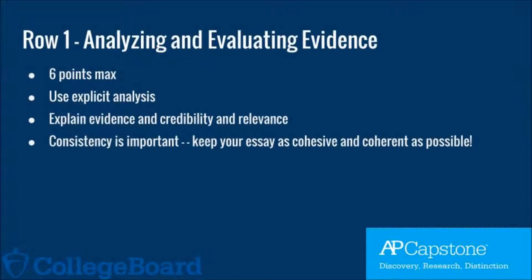Row 1: the first possible 6 points you could get if you were actually trying. So we see that in row 1, it's used for analyzing and evaluating evidence. For this, you have to use explicit analysis. That's very good, and you also have to explain the evidence and credibility and relevance that's given to you in the articles. Also, remember to keep your essay consistent. It's important to keep it as cohesive and coherent as possible.